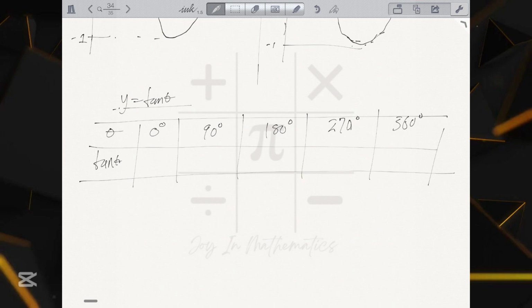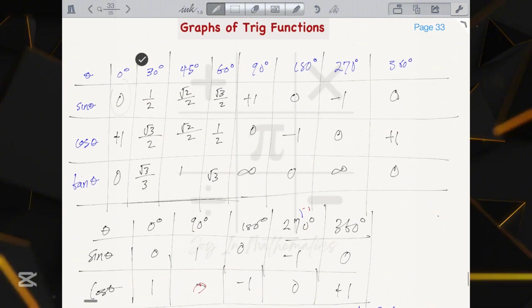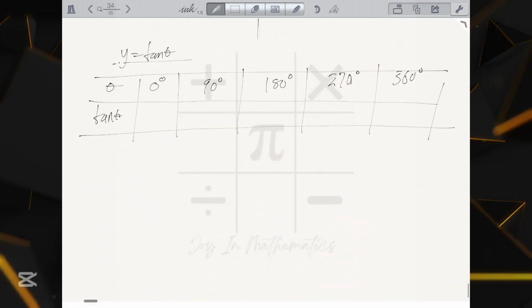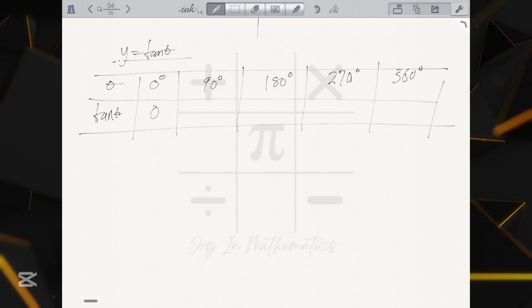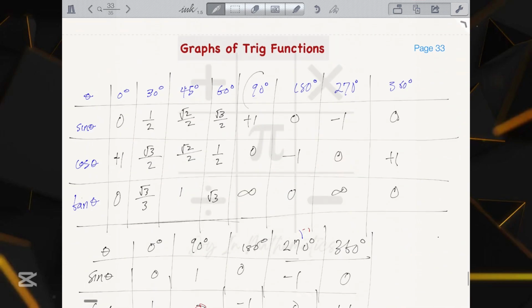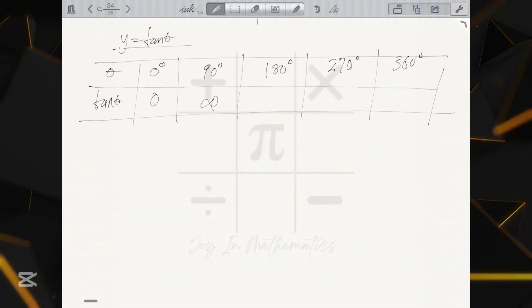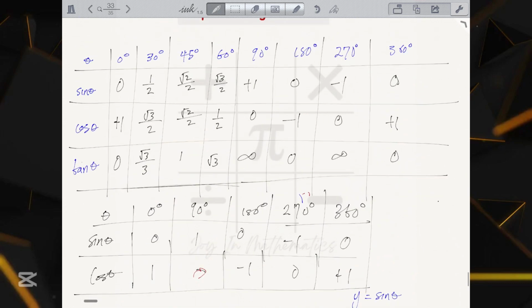Let's begin. When theta is equal to 0, what is tan theta? Theta is equal to 0, tan theta is equal to 0. When theta is equal to 90, tan theta is equal to what? Undefined, infinite, undefined. When theta is equal to 180, you can say that our tan theta is also 0.